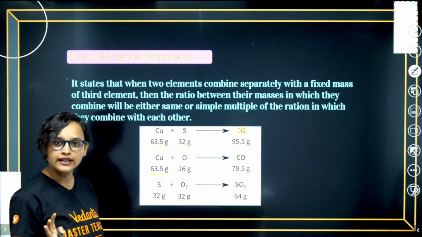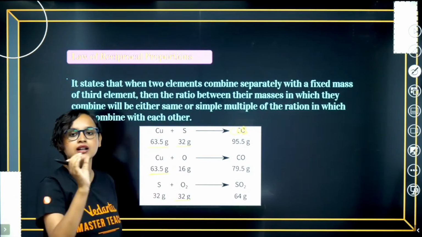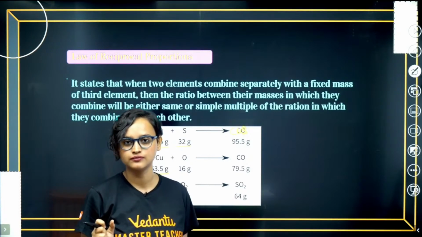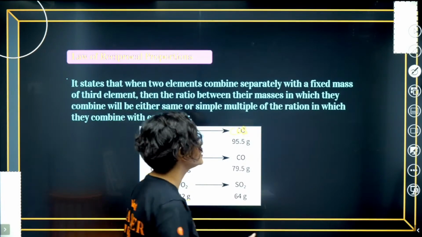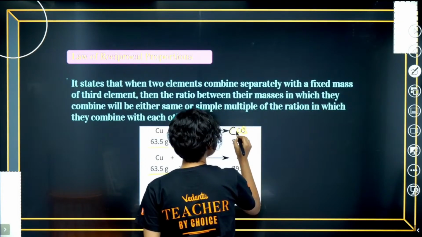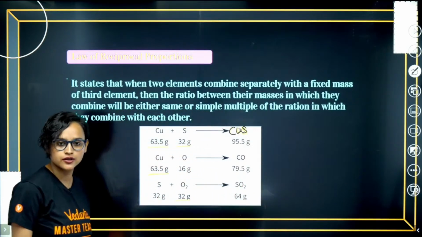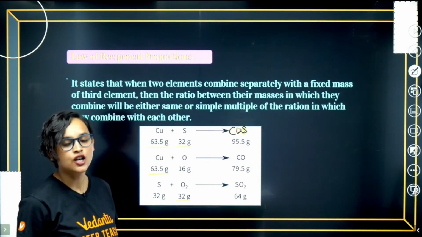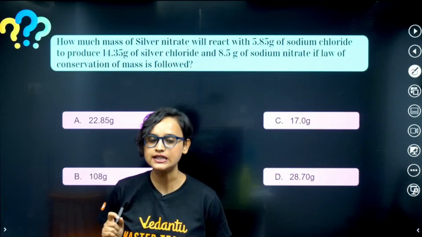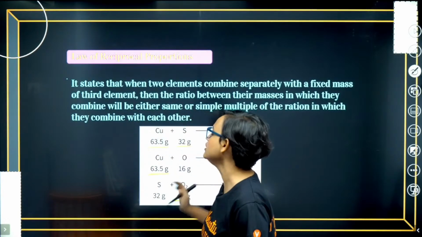So do you see how they are reacting? It is the same or it is a simple multiple of the ratio. Get it, my dear students? Do you get it what I am saying? So this is what we mean here, okay? This is your law of multiple reciprocal proportions.